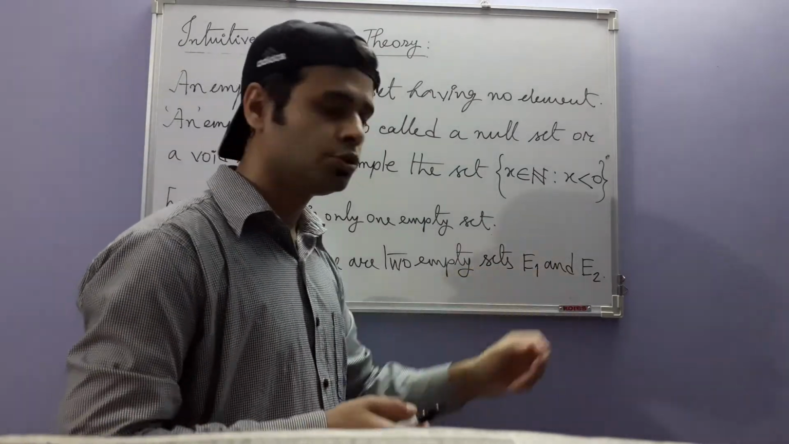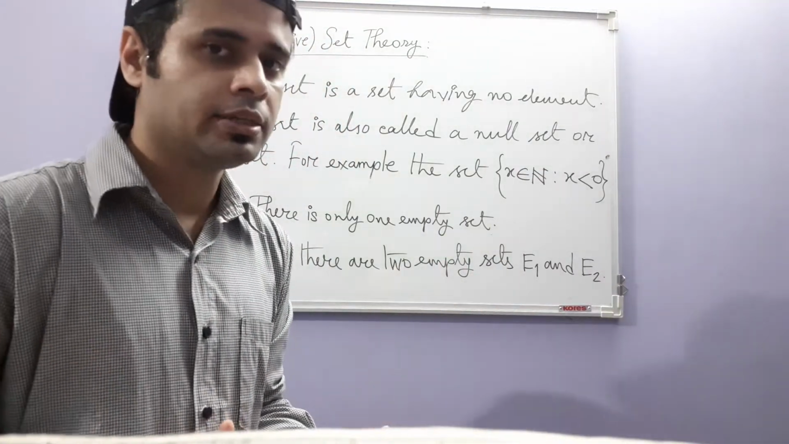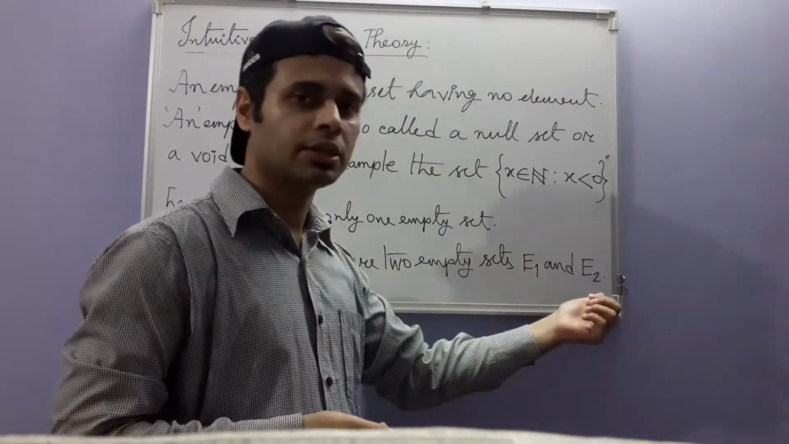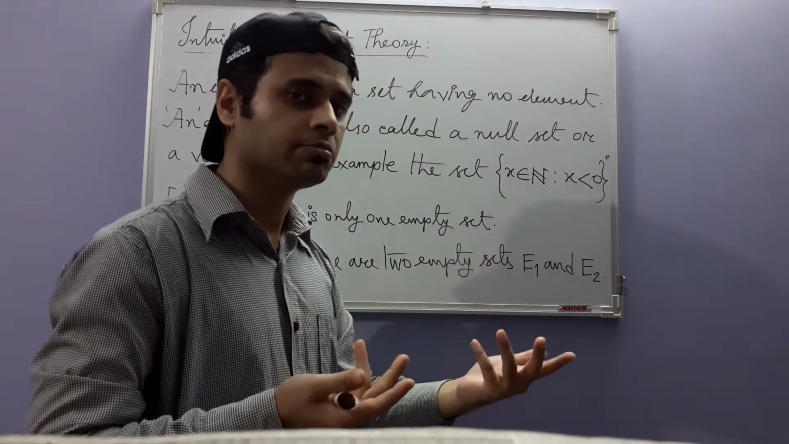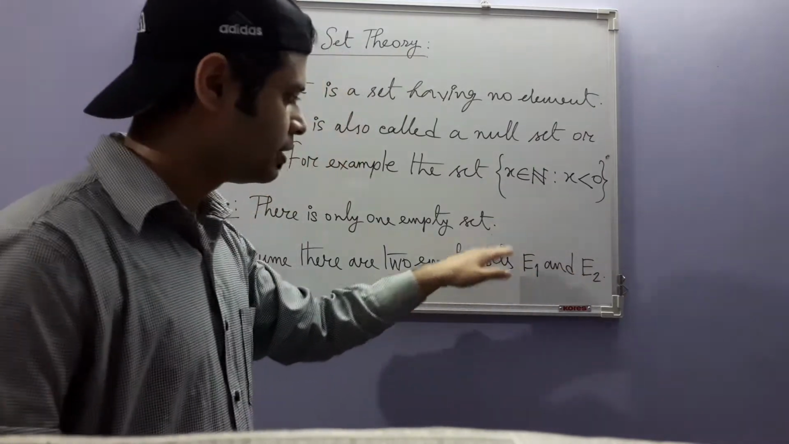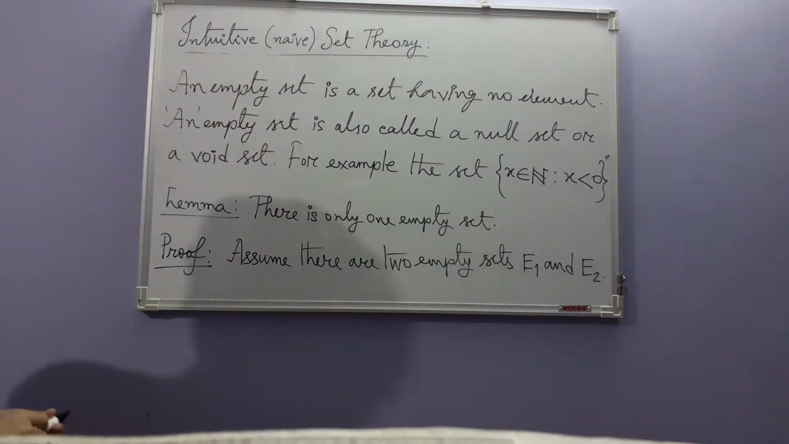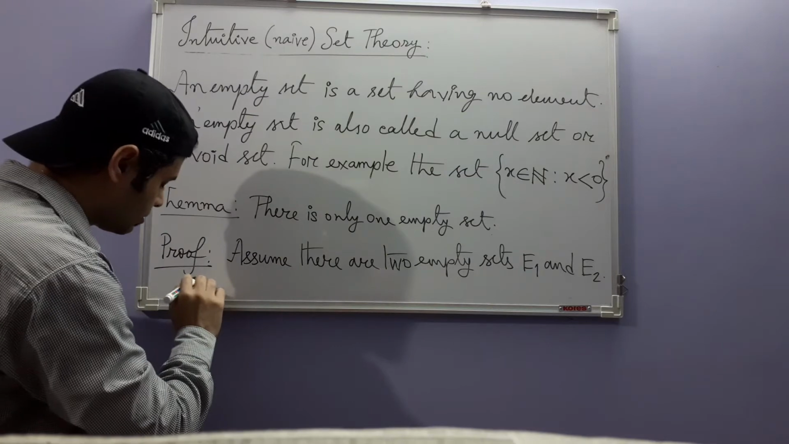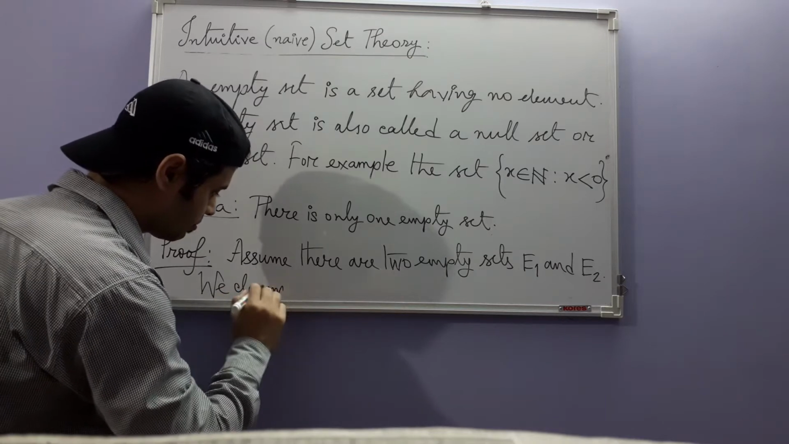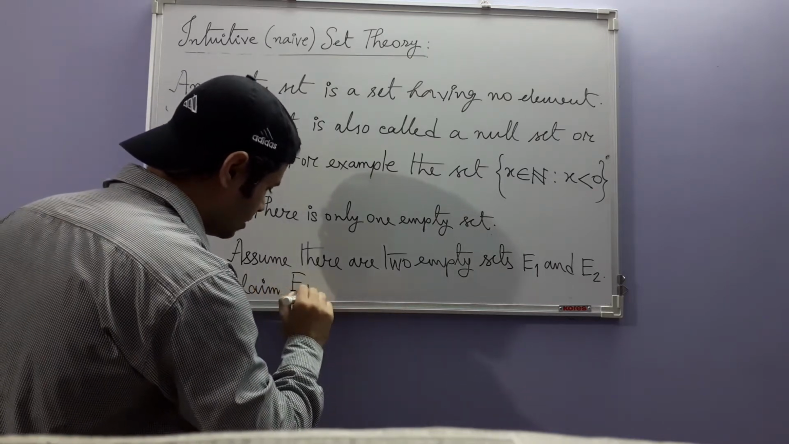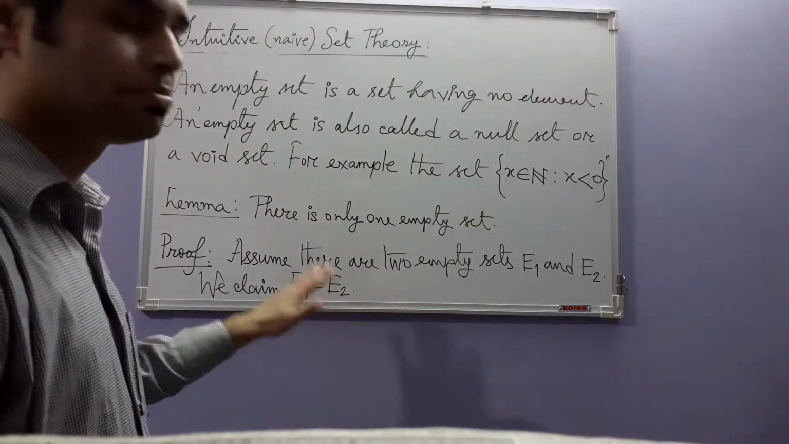It's like someone having two different names. That does not change the person if you call him E1 or E2. So it may be that a single set has two names. So we have to actually show that if both the sets are empty, then they are one and the same. So let us write, we claim E1 is equal to E2. This is what we want to prove.